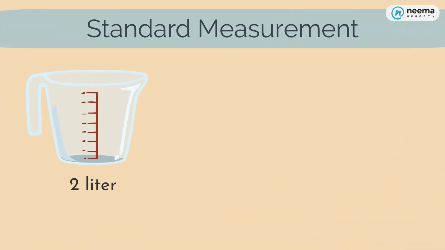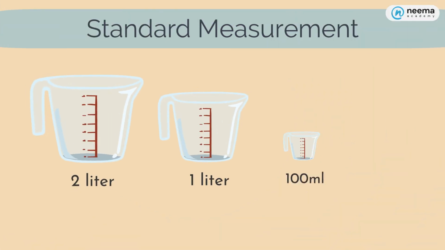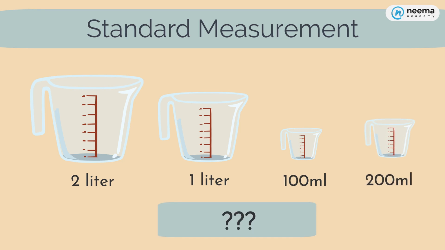Likewise, we have 2 liters, 1 liter, 100 milliliters and 200 milliliters vessels. How many liters do the vessels hold altogether? Well, altogether it contains 3 liters 300 milliliters.